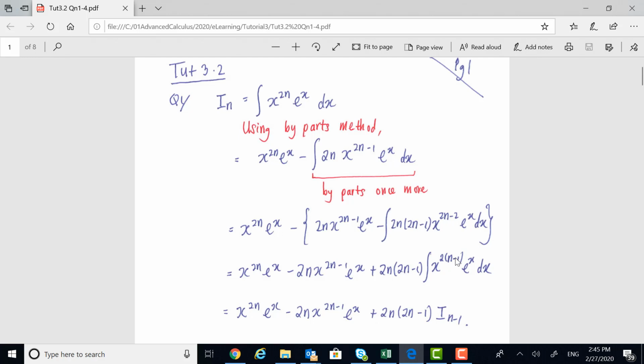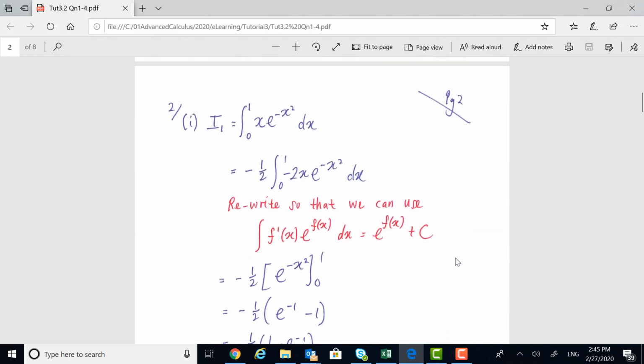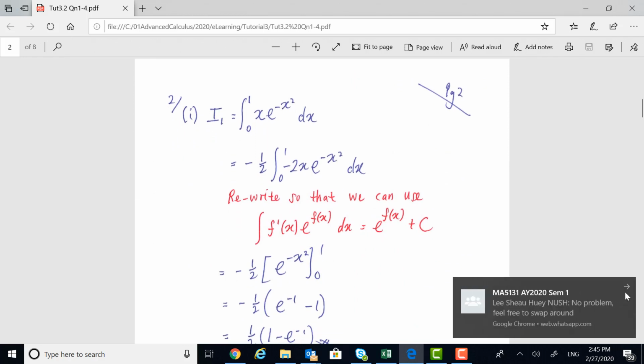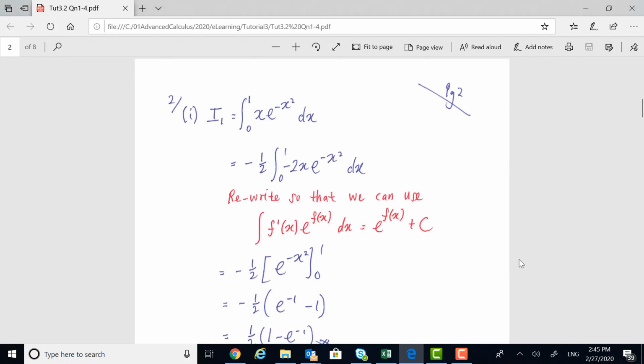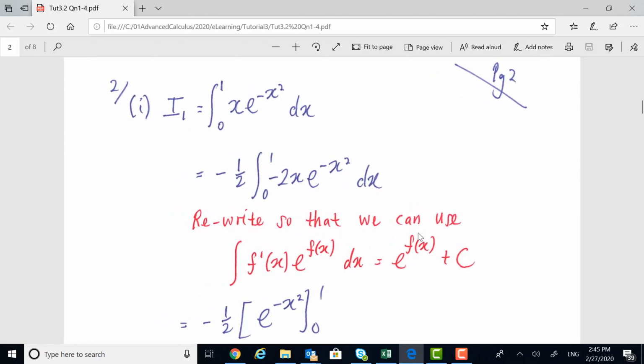Now let's move on to the next question, question 2 of tutorial 3.2. For this question, the same thing is going to happen. I intend to use by parts again. Sorry, not by parts, sorry. For this question, I don't need by parts. I could actually integrate this expression, the I1 of 2 part 1. I could actually integrate this expression directly using this formula.